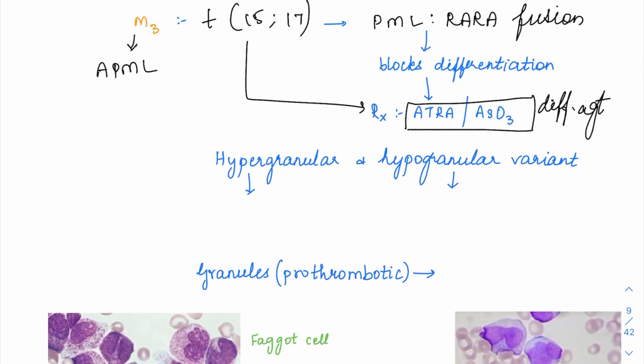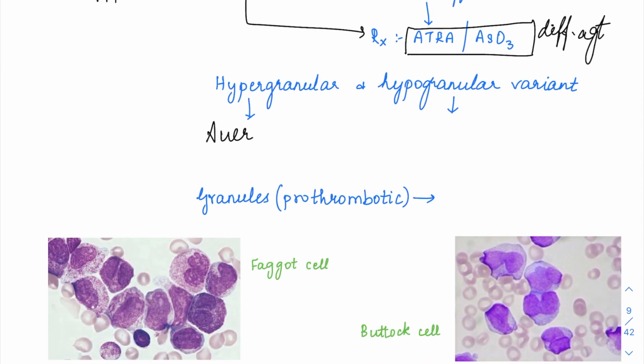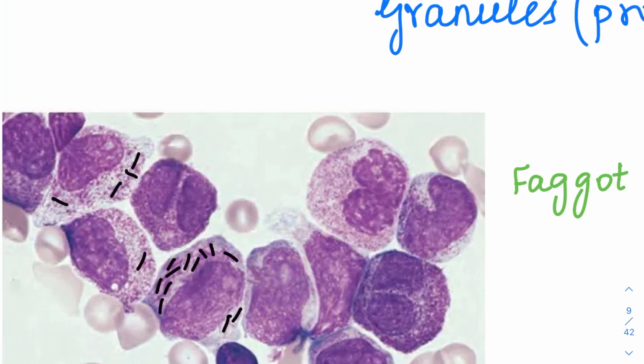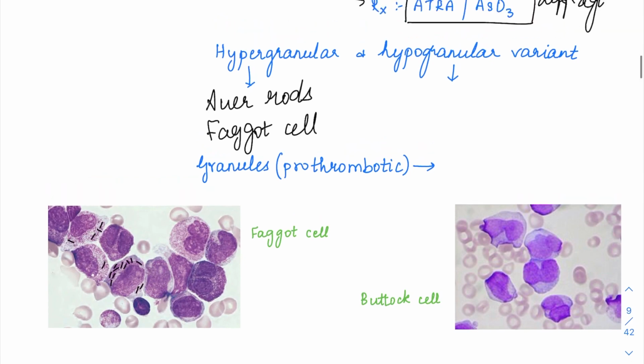In APML, we have two variants. One is a hypergranular variant, another is a hypogranular or microgranular variant. This hypergranular variant is going to be filled up with lots of granules in the cell, and this cell is going to have lots of Auer rods also. So, these Auer rods will be maximally seen in this APML, and they are going to form a cluster of these Auer rods, which we are going to call a Faggot cell. So, Faggot cell is nothing but this cell. If you see, there are multiple Auer rods present in this cell, right? So, every cell of this is going to have these multiple Auer rods. This multiple Auer rods present in the cell is going to be called a Faggot cell, which we see usually in APML hypergranular variant.